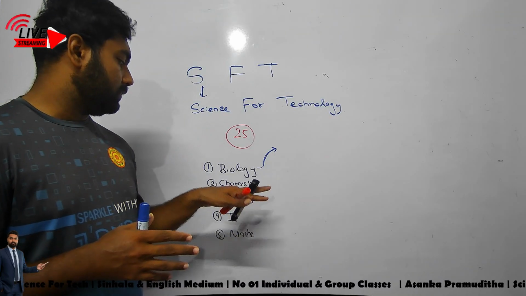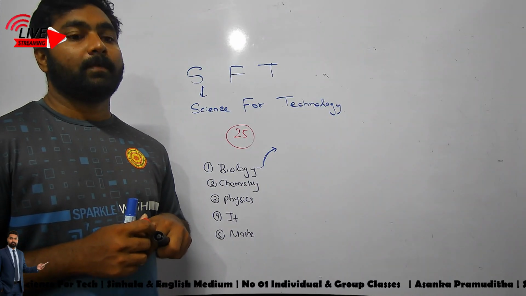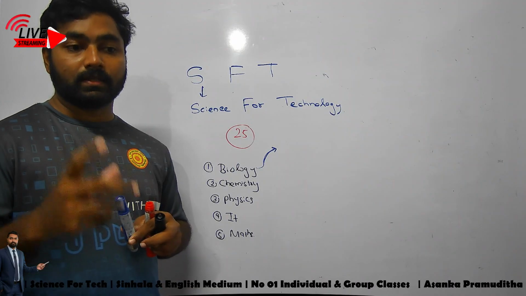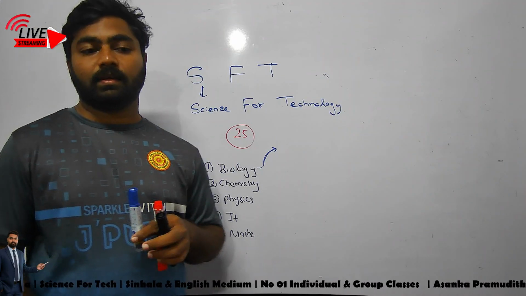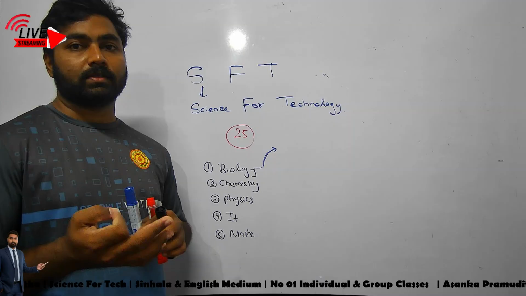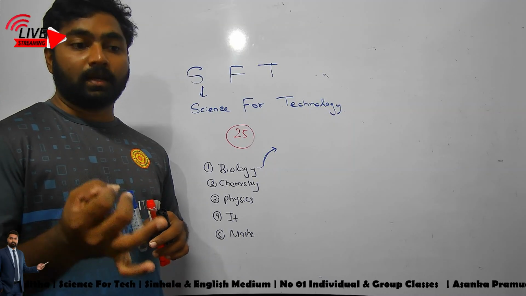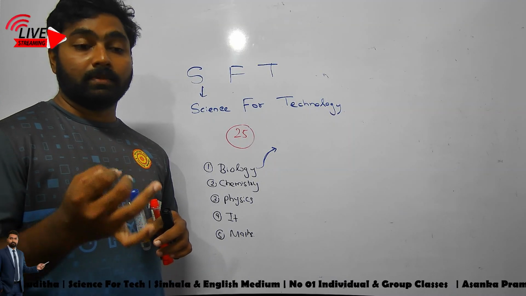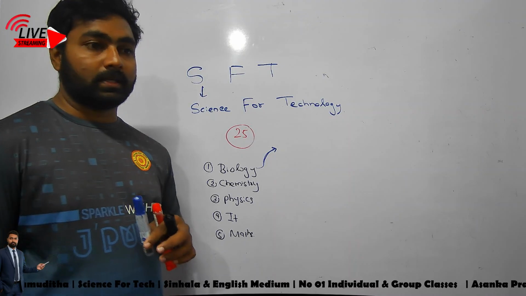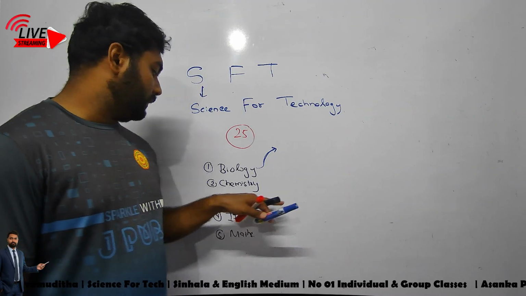Then after that, we have chemical industries, like soap production, biodiesel production. After that, ammonia production. Then paper production, phosphate production. Likewise, we have a few industries here.